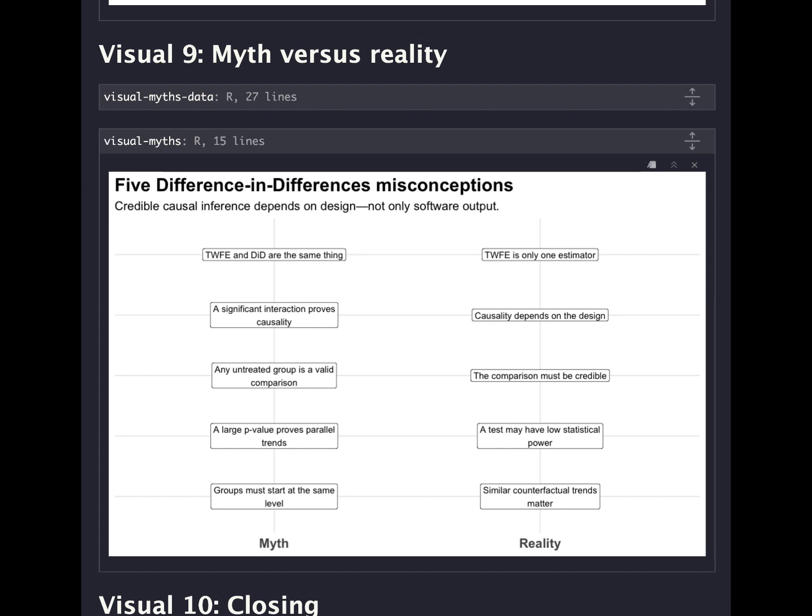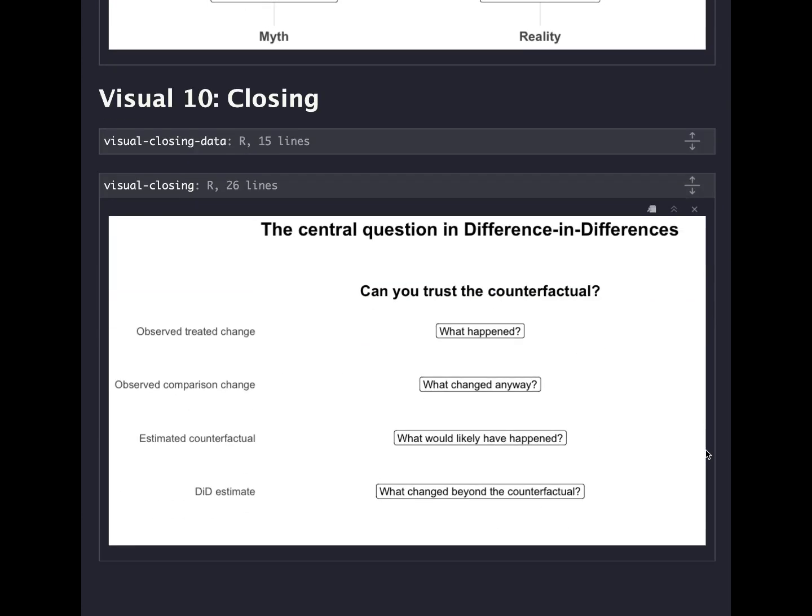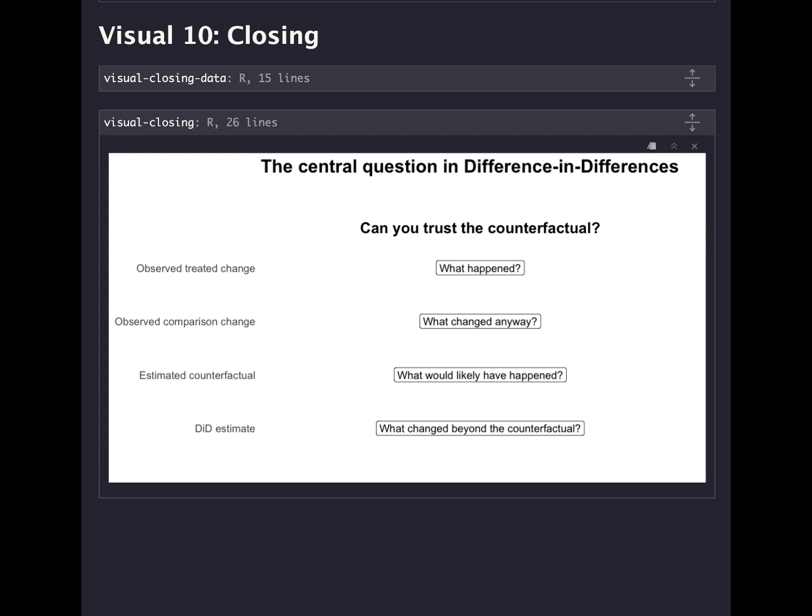The inference of a causal claim depends on the credibility of the design, not only the p-value. Difference in differences asks a simple question. Did the treated group change more than a credible comparison group changed over that same period? But answering that question requires more than just running a regression. You need a believable counterfactual, a defensible comparison group, and transparent assumptions.